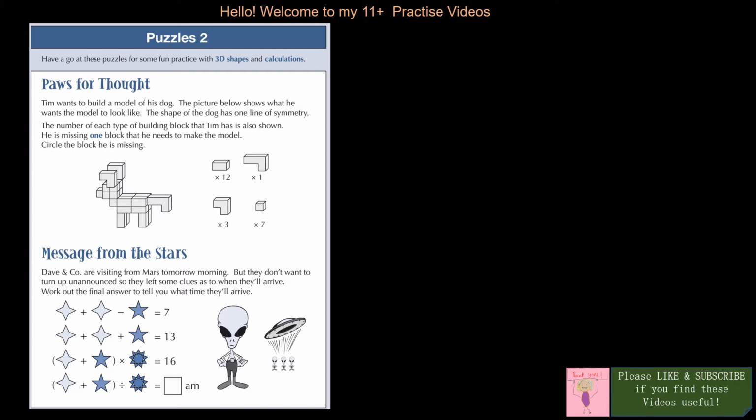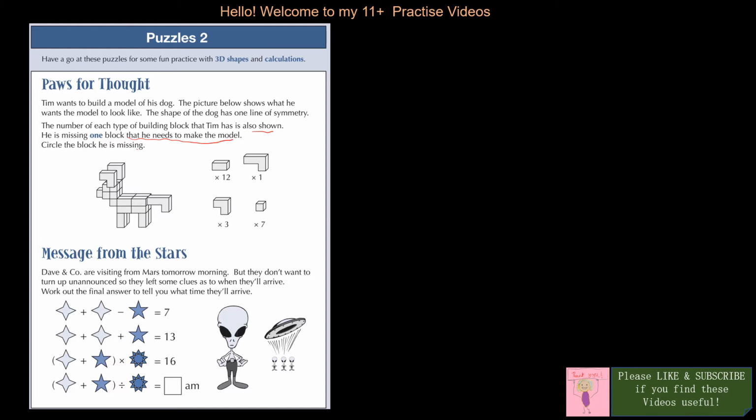So, pause for thought. Tim wants to build a model of his dog. The picture below shows what he wants the model to look like. The shape of the dog has one line of symmetry. The number of each type of building block that Tim has is also shown. He is missing one block that he needs to make the model. Circle the block that he is missing.